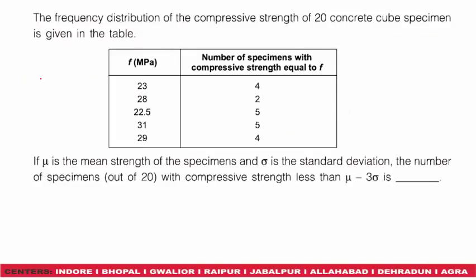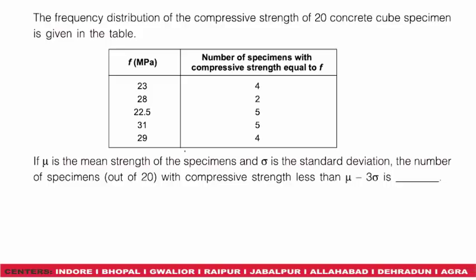The next question is: the frequency distribution of compressive strength of 20 concrete cube specimens is given in the table. If mu is the mean strength of the specimens and sigma is the standard deviation, the number of specimens out of 20 with compressive strength less than mu minus 3 sigma is.